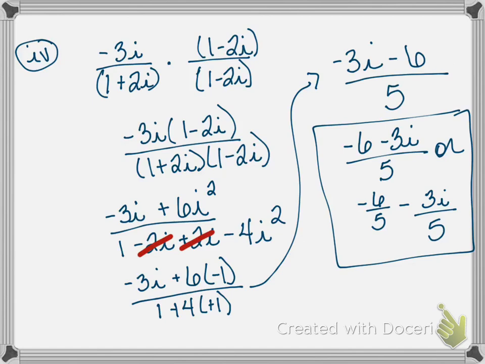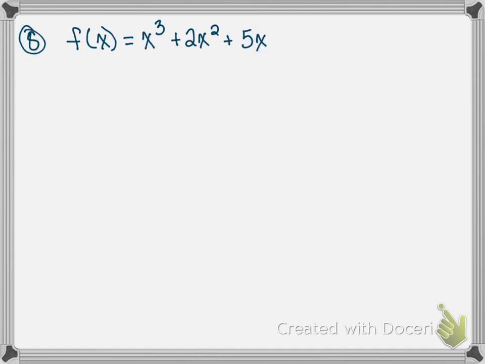Now, the next problem, number 8, says, find all zeros, real and/or complex, for the polynomial. So we're going to find all of them. Some of them may not be real, but we're still going to find them. And remember, if it's not real, that means it doesn't cross the x-axis. So if we have imaginary or complex numbers, that means our graph doesn't cross the x-axis.